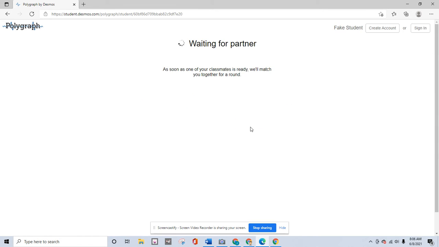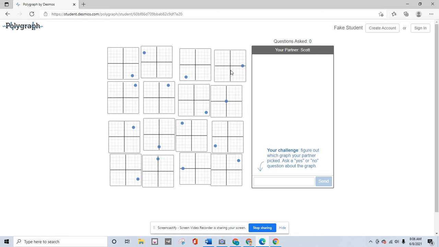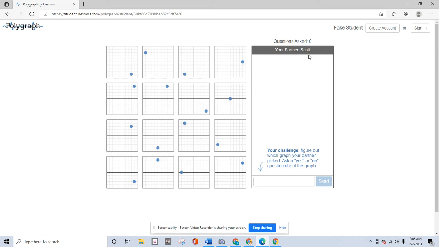All right. Now, waiting for a partner. Your partner is Scott. So I'm going to show you both screens right now, just to give you a sense. This is a screen here that you're waiting with dots with points. It says, figure out which graph your partner picked. Ask a yes or no question about the graph. Okay? Ask a yes or no question.